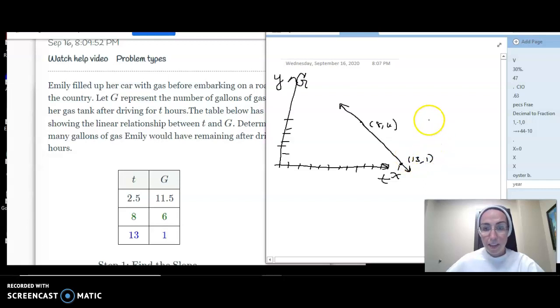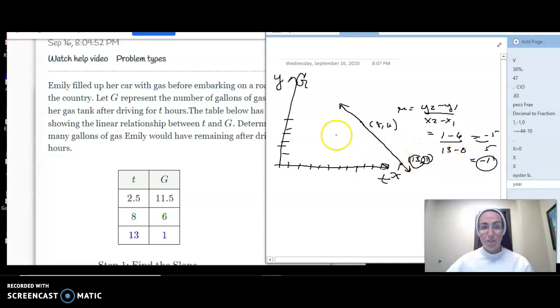What's the slope of this line? Well, we take the definition of slope, y2 minus y1 over x2 minus x1. So this is y2, 1, minus 6, over x2, 13, minus 8. And we get negative 5 over 13 minus 8, which is positive 5, which equals negative 1. Okay, great, that's very helpful.